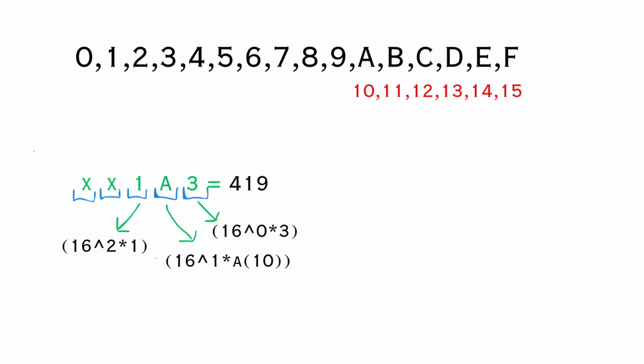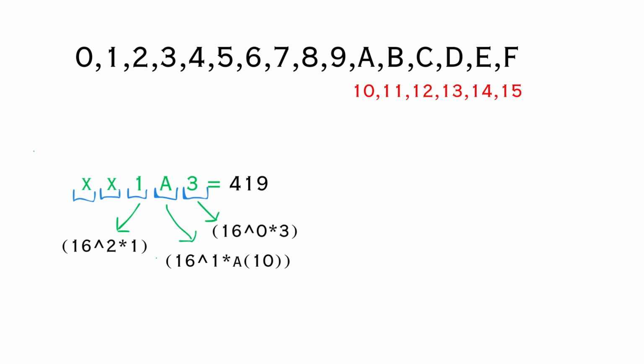The notation for hexadecimal is from 0 to 9, but we need 6 more symbols because it's base 16, so we need to use A, B, C, D, E, F. From now on, these will be numbers for us. A will be equal to 10, B to 11, C to 12, D to 13, E to 14, and F to 15. Okay. So how do we convert from hexadecimal to decimal?